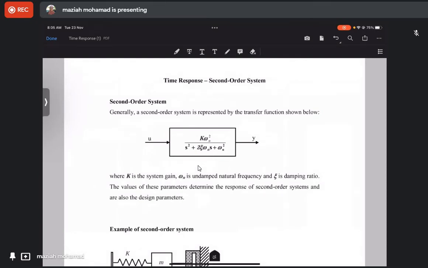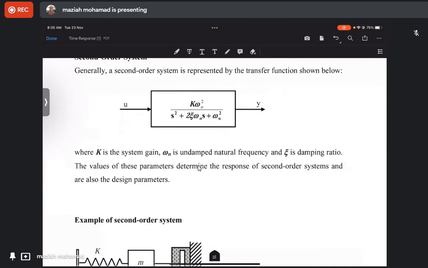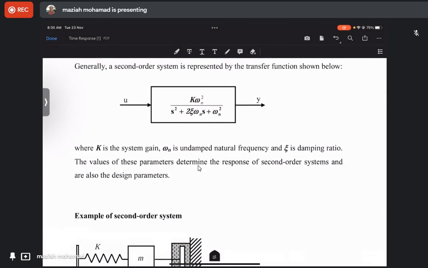All right, so first we start with the general transfer function of a second order. This is given in this block diagram here. A general transfer function for a second order system is represented by K omega n square over s square plus 2 zeta omega n s plus omega n square. Here we can see there are three parameters: K, omega n, and zeta.